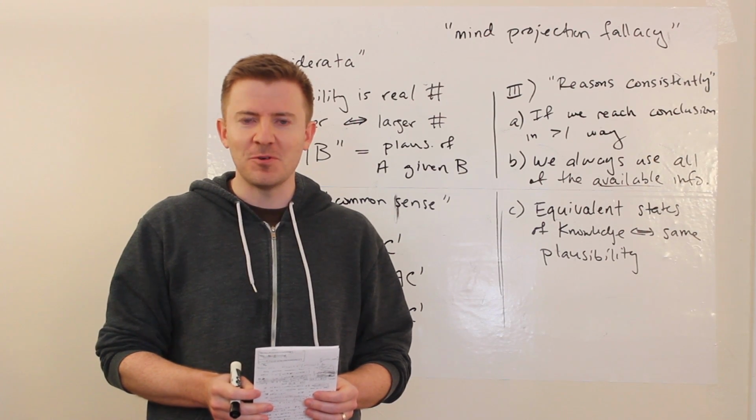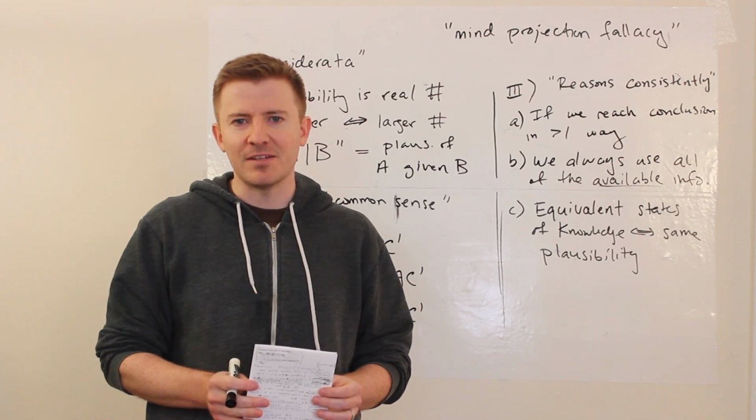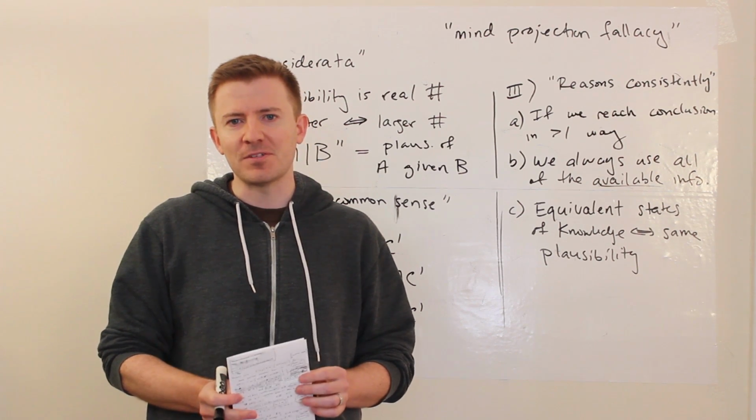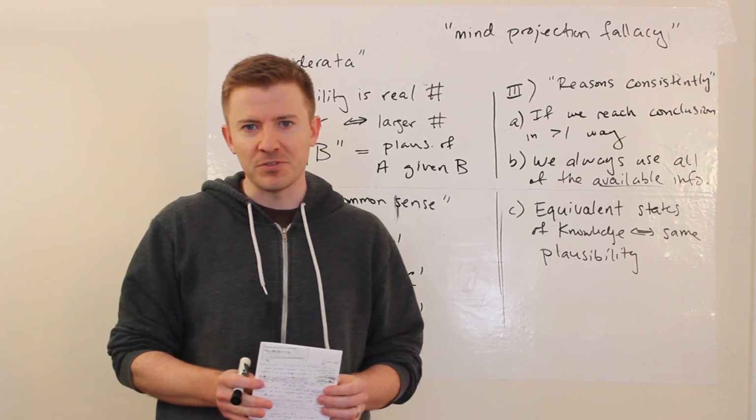Hi, and welcome to another video in the series about probability theory, the logic of science by Jaynes. This video is going to be about the material from chapter 2 of the book, called Quantitative Rules.